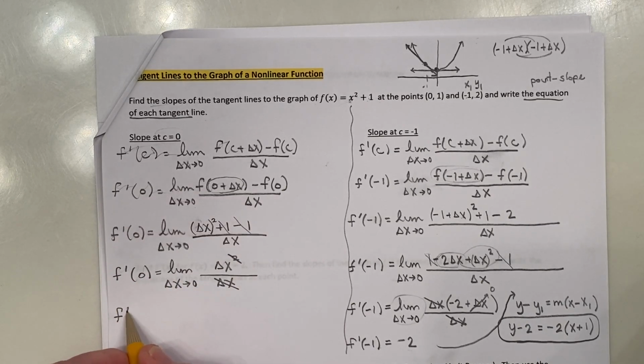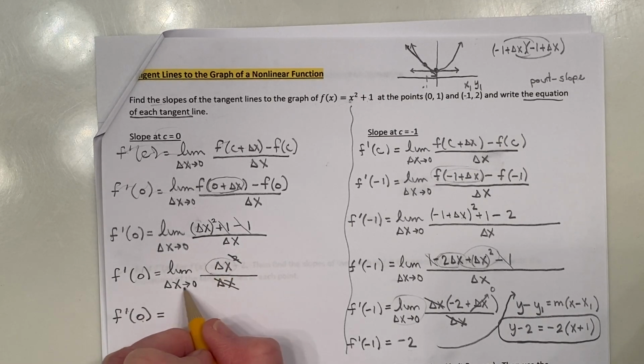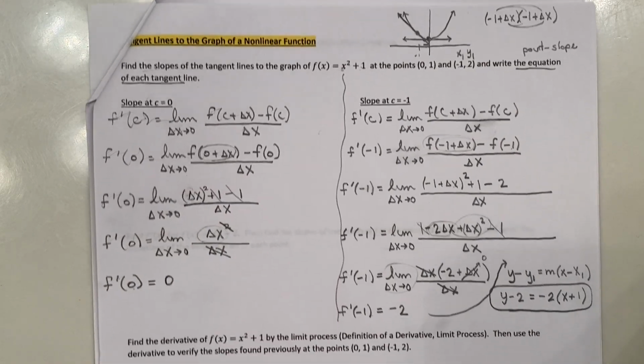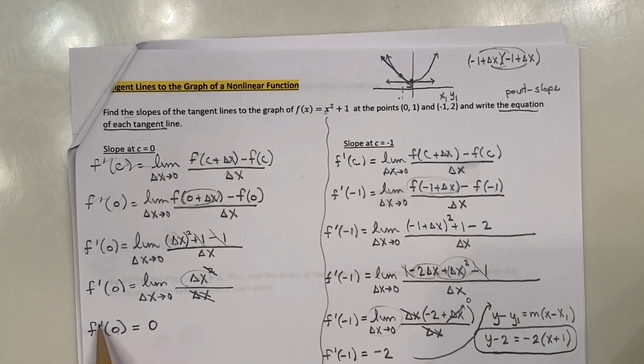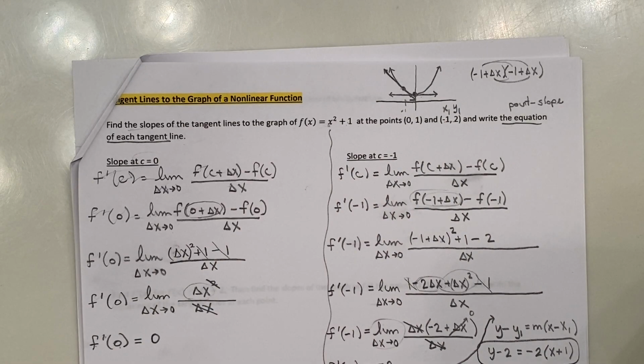So now I've got f prime of 0. The slope of f at 0 is equal to all I have left is just a delta x, so when I plug in 0, my answer is going to be 0. Just what we thought, because we did feel like the slope of f at x equals 0 would be 0, because it's a horizontal line.